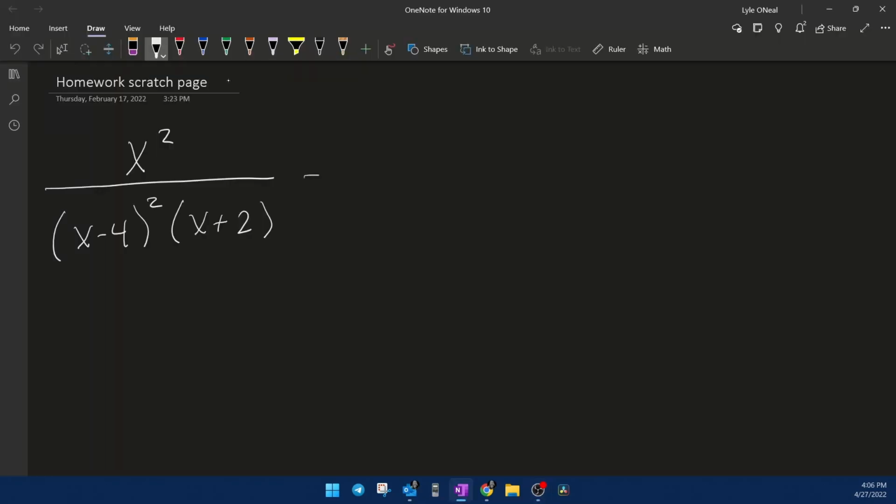So the way that we're going to deal with the repeated linear factor, first I'm going to take the linear factor that is not repeated, and we're going to set up a fraction A over x plus 2 plus. And then what you need to know is that every power of the repeated linear factor has to be represented in its own fraction. So we're going to have another fraction with probably a different numerator with x minus 4 to the first. That accounts for that repeated linear factor to the first power.